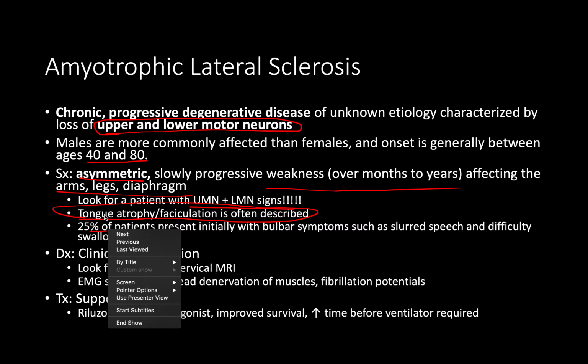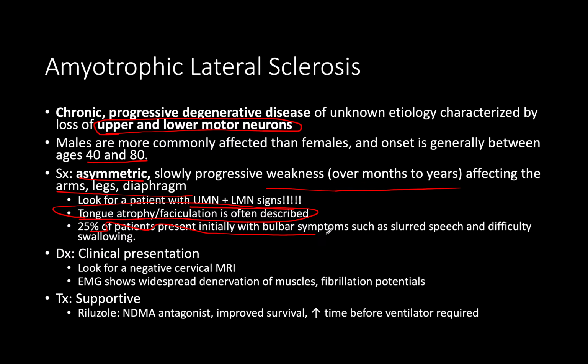25% of patients initially present with bulbar symptoms, slurred speech, difficulty swallowing. Great. So diagnosis is really going to be on clinical presentation. This is just such a specific description that it's definitely one of those things that you can diagnose clinically.